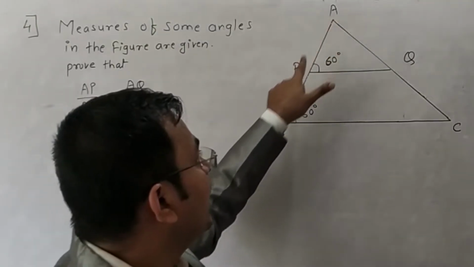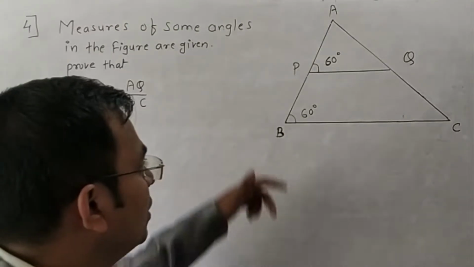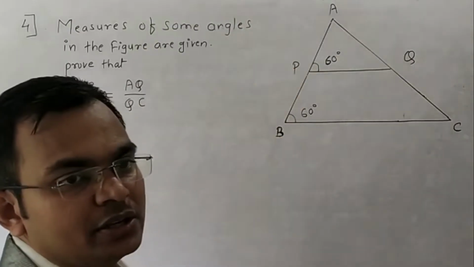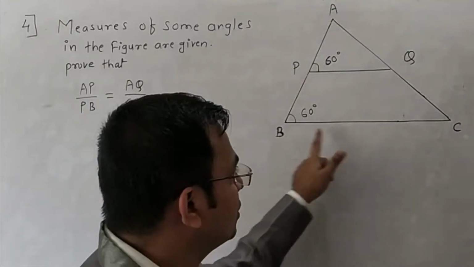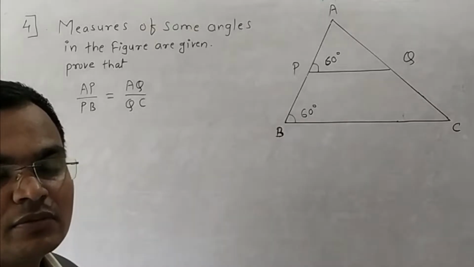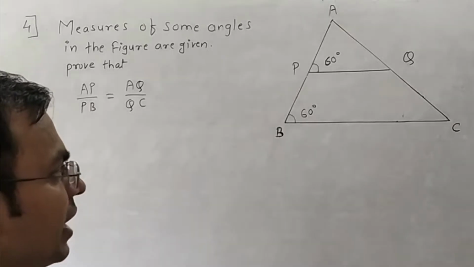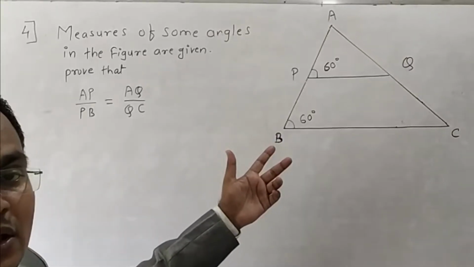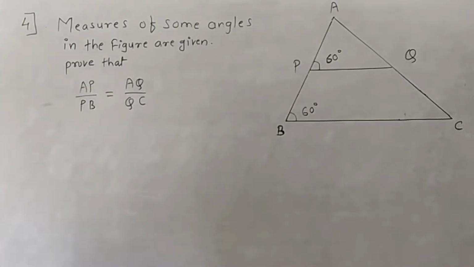Here angle APQ and angle PBC have the same measures and they look like corresponding angles. If corresponding angles are congruent, the lines on which they form are parallel by the converse of the corresponding angles test for parallel lines. So through that test, we can say that PQ is parallel to BC, and by using this we can prove that AP upon PB is equal to AQ upon QC. Okay, let's start.